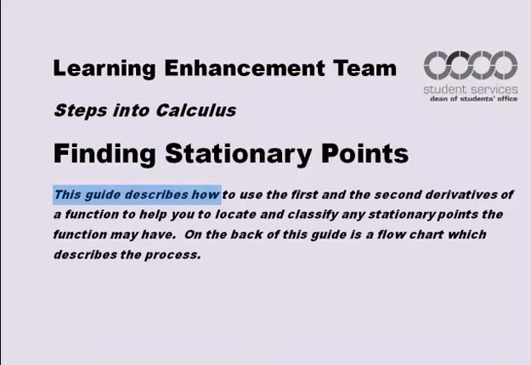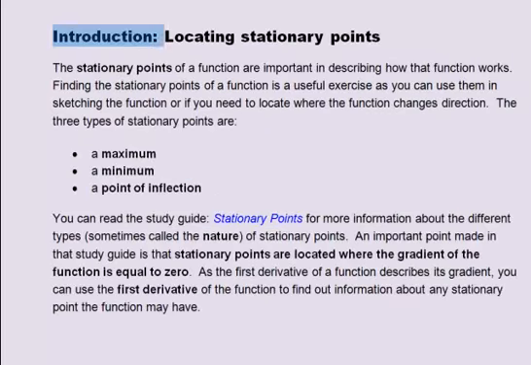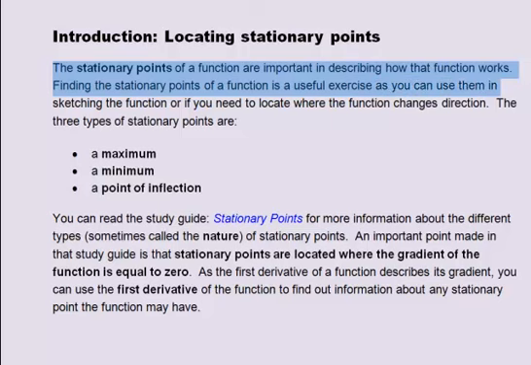This guide describes how to use the first and the second derivatives of a function to help you locate and classify any stationary points the function may have. Introduction: Locating stationary points. The stationary points of a function are important in describing how that function works. Finding the stationary points of a function is a useful exercise, as you can use them in sketching the function or if you need to locate where the function changes direction.